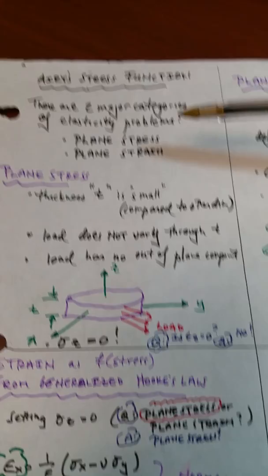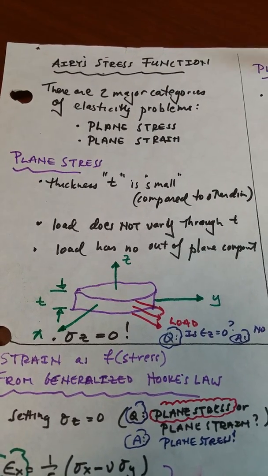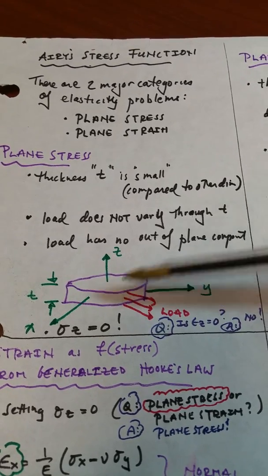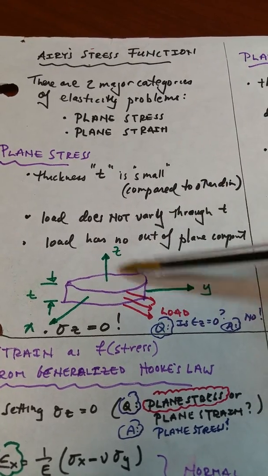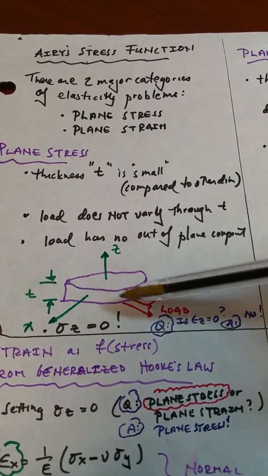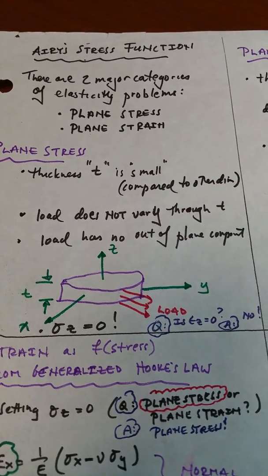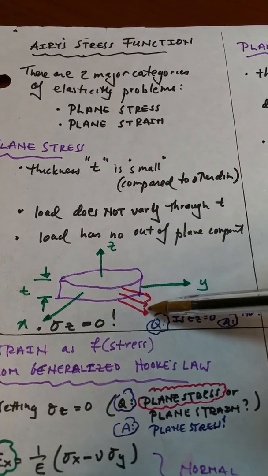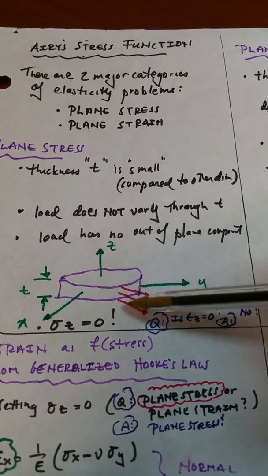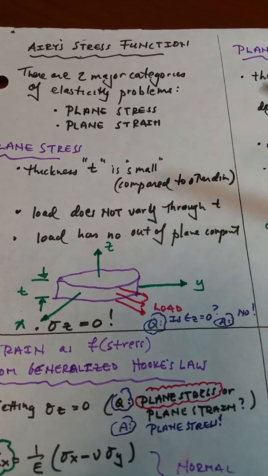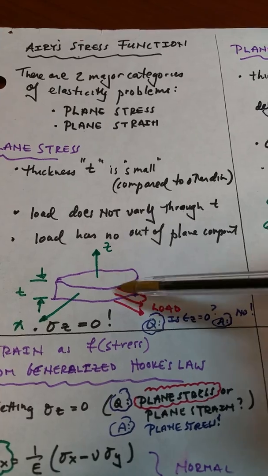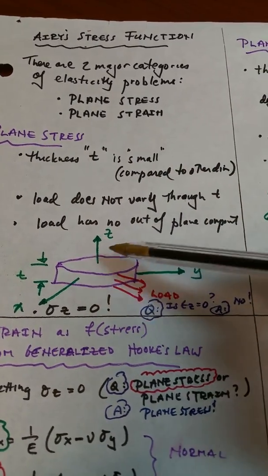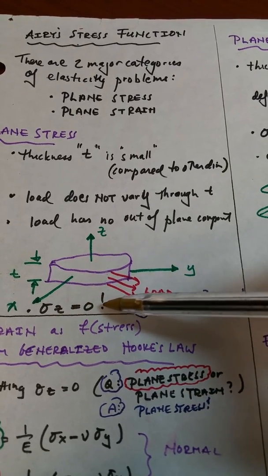Most of the problems that you've dealt with up to this point in your career have been plane stress. So that means the thickness of the element, whether it's the width of the beam or the thickness of this hockey puck thing, is relatively small compared to the other dimensions of the structure. But more importantly, the load here does not vary through the thickness, so there's no gradation of load here. And then finally, there's no out-of-plane component, so nothing has a z component. So that means that sigma z is 0.